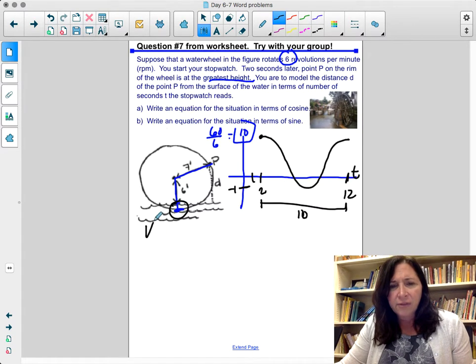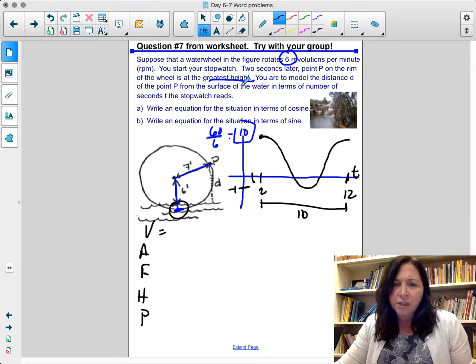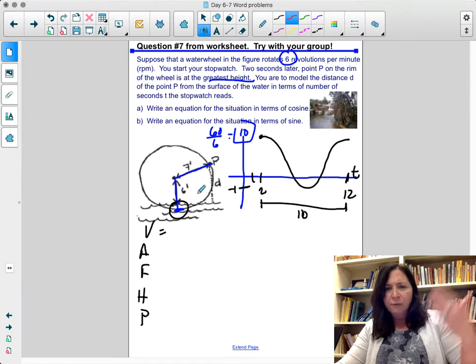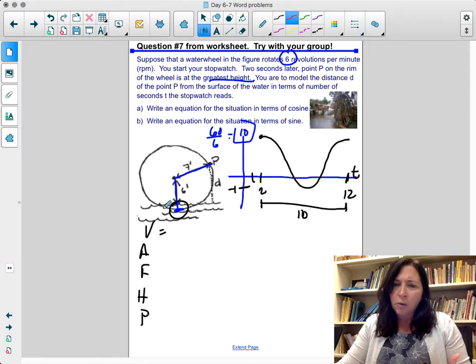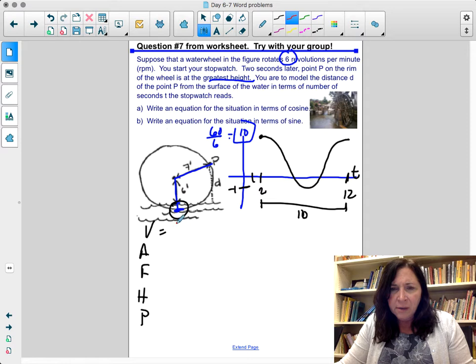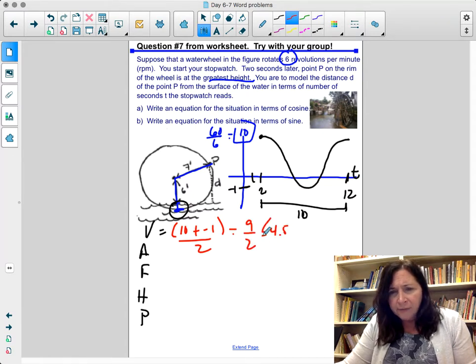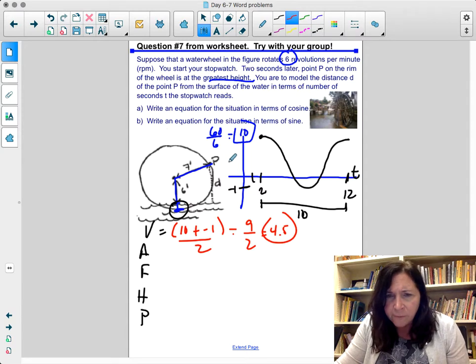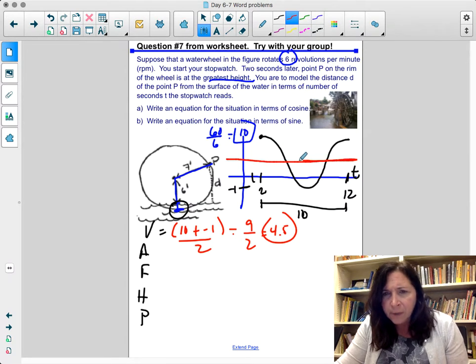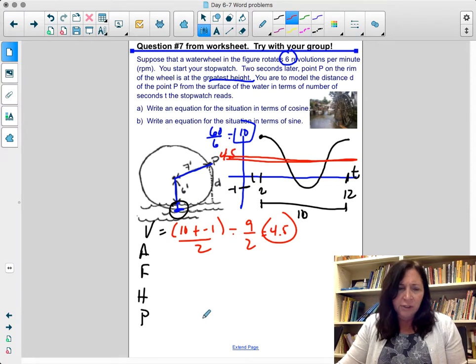Let's write our VAF. So my vertical shift, again, to find the vertical shift, you take the average of your high and low. So that's going to be 10 plus -1 divided by 2. 9 halves, which is 4.5. That's my vertical shift. So at 4.5, there we are, right there. That value right there is my vertical shift.